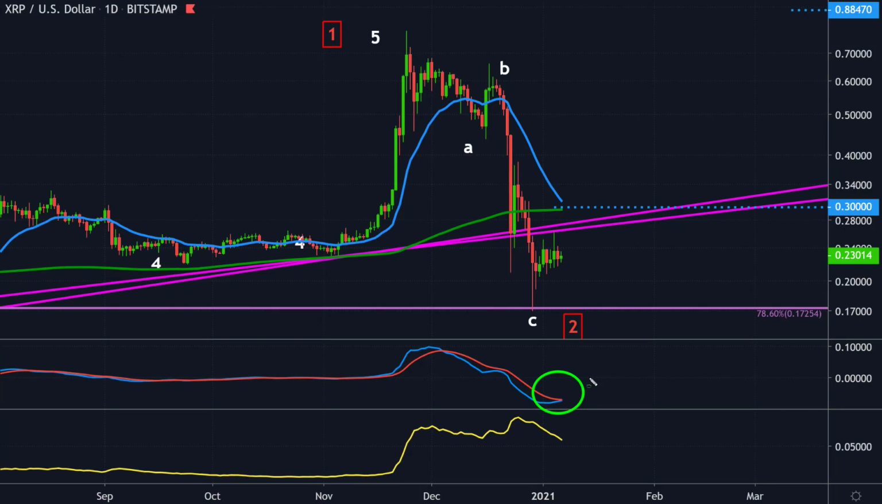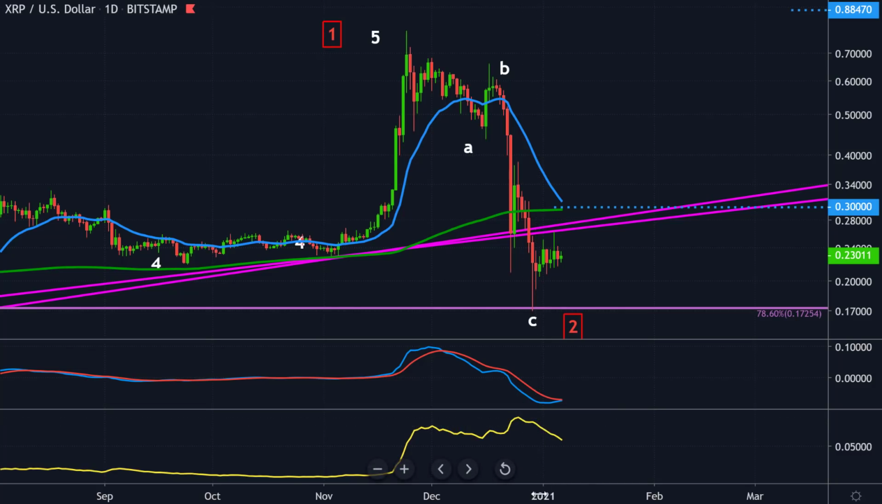So far, so good. But here's something that concerns me. What's concerning me is actually two things. Firstly, the volatility. Volatility on XRP is still pretty high. It's above its range. This is average true range, the indicator called ATR, and ATR is actually quite high.